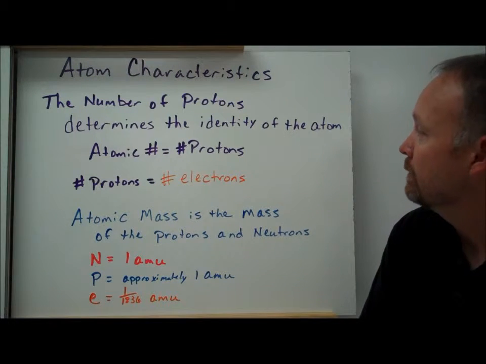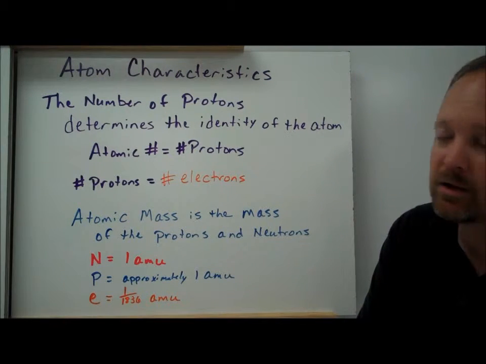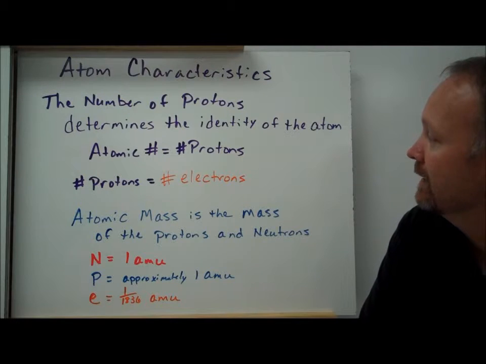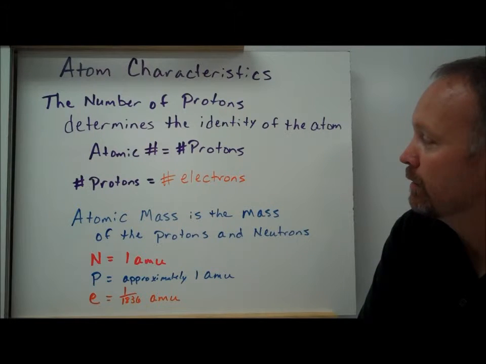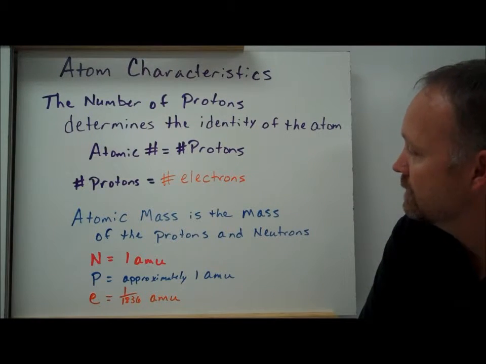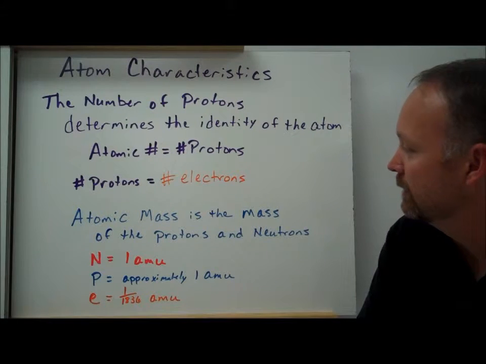The characteristics of the atoms. The atom is actually determined by the number of protons that it has. That determines the identity of the atom. The atomic number is equal to the number of protons. The number of protons is also equal to the number of electrons, especially at this point. We might change that again a little bit later.